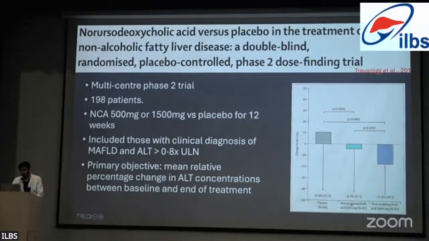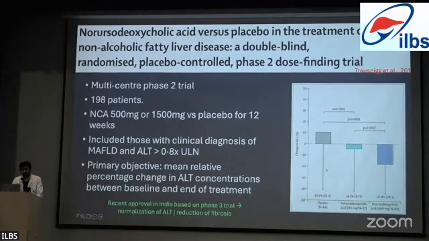So now when you look at this, NOR-UDCA at 500 and 1500 milligrams causes a significant reduction in ALT levels as compared to placebo. Now, NOR-UDCA's role in MAFLD is likely primarily because of the presence of microcholestasis. In MAFLD, there is a change in the composition of bile acids with altered FXR-FGF19 signaling, which causes increased CYP7A1 expression, and this can lead to impaired hepatobiliary functioning and hepatobiliary transport functions. All these lead to microcholestasis.